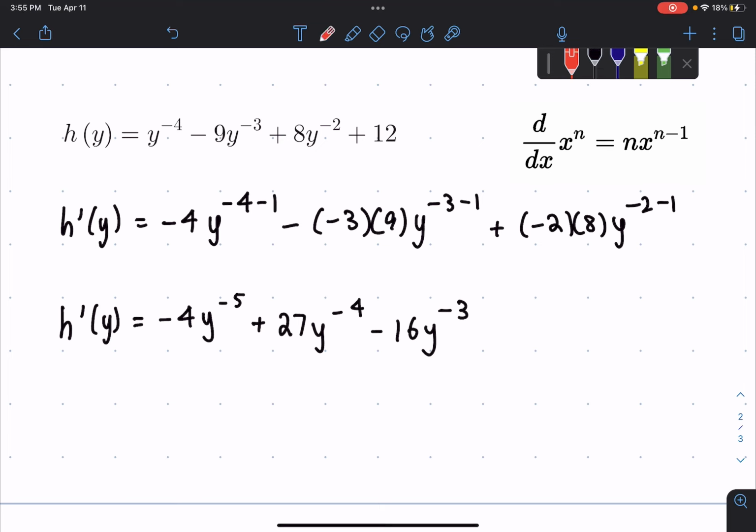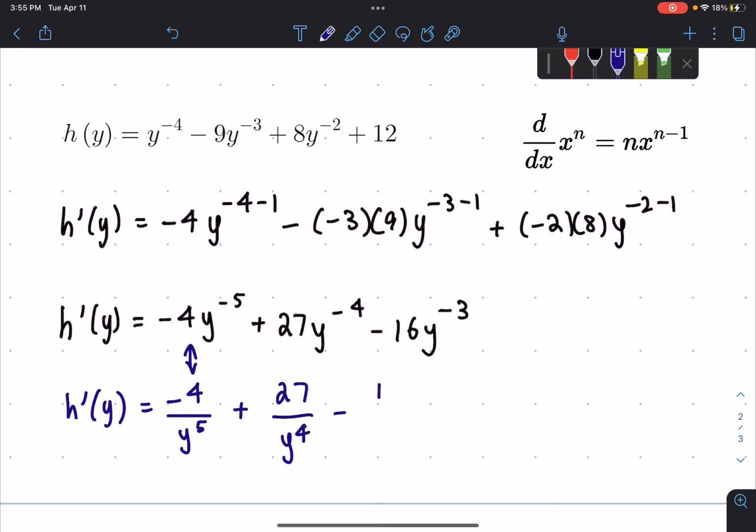Now, here's a quick tip. You know that negative powers are really just reciprocal positive powers. So what this function could also look like alternatively is negative 4 over y to the power of 5. This is equivalent to this. Plus 27 y to the power of 4 minus 16 over y to the power of 3. So if you look at it this way, negative and positive powers are the same under the power rule.